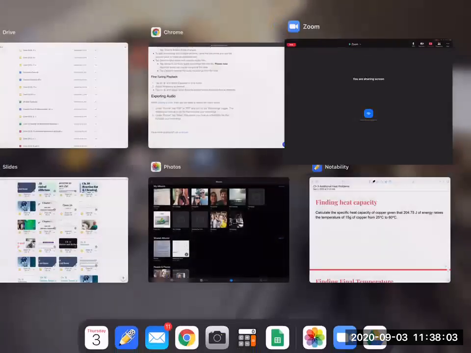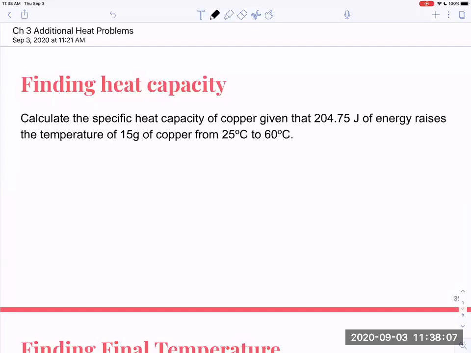All right. So we are going to do a few problems here for chapter 3, some heat problems. And I want you to try to do these before you watch the whole video. So go ahead and pause and try to work out this problem. And then if you get stuck, you can unpause until you get unstuck and then try it again. But being active in the learning process is only going to benefit you.